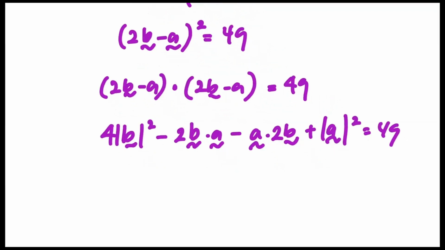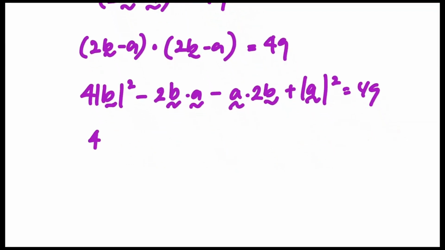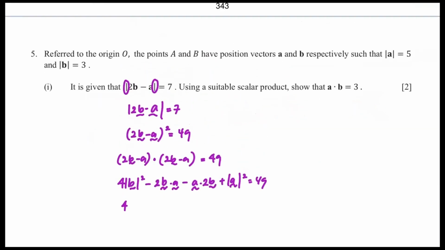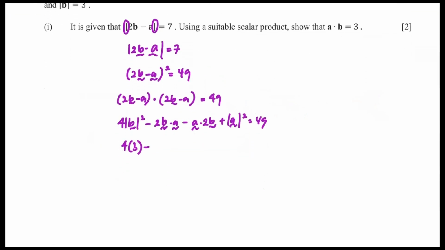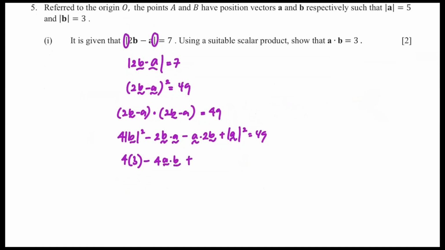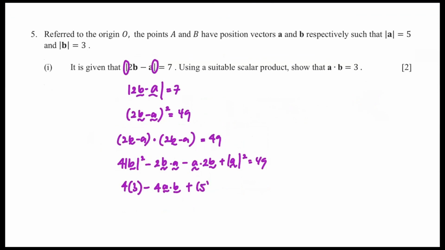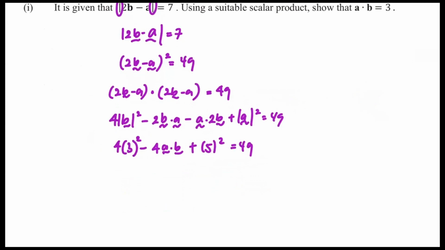Equals 49. Now, can you clean this up? You can. The value of mod b is given as 3. Now, minus 2b dot a minus a dot 2b, are they the same thing? Yes, they are. It's just minus 4 a dot b, plus mod a squared, which is 5 squared. Sorry, I forgot to square here. And this is 49. Simplify, get your answer. Beautiful question. a dot b equals 3.